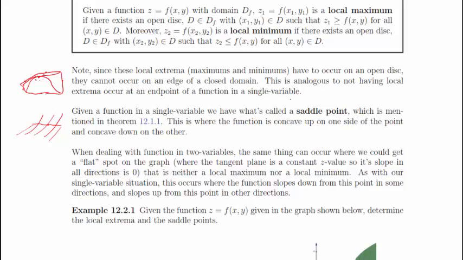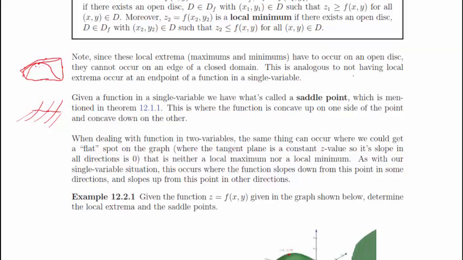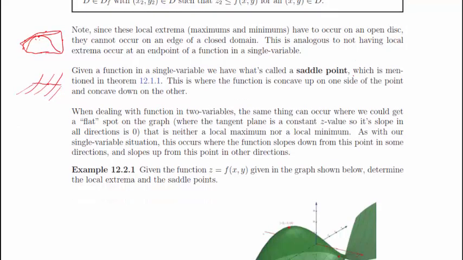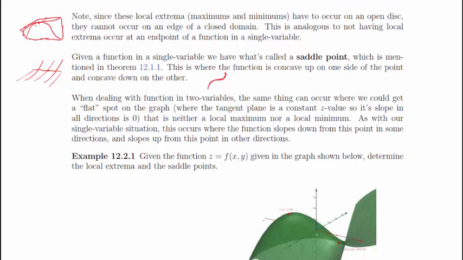So given a function in a single variable, we also have what's called a saddle point, which is mentioned in theorem 12.1.1. This is where the function is concave up on one side of the point and concave down on the other. So here we have a saddle point flat right at that point, but it's concave up over here, concave down on the other side. We have something similar happen. We can actually see it in the graph right down in the bottom corner.